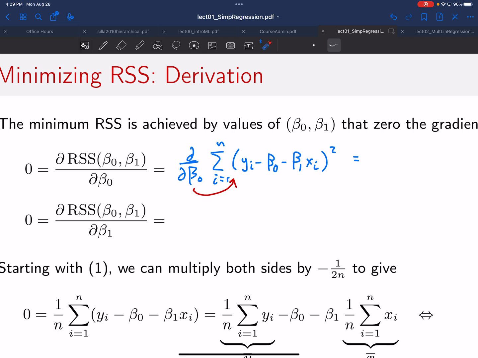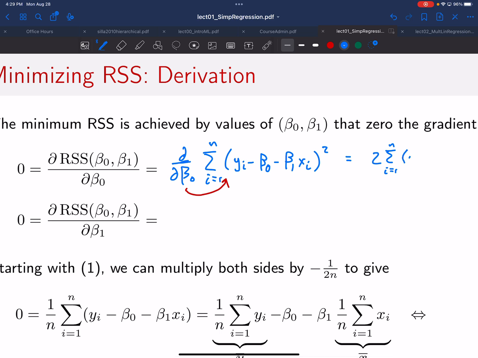So the chain rule basically says it's going to be 2 times this thing in parentheses times the derivative of the thing in parentheses. So let's put a 2 out here, and I'll move the 2 in front of the summation, but the sum is there too. So 2 times the thing in parentheses, yi minus beta 0 minus beta 1 xi. And now we have to take the derivative of the thing in parentheses. So what is the derivative of that with respect to beta 0?